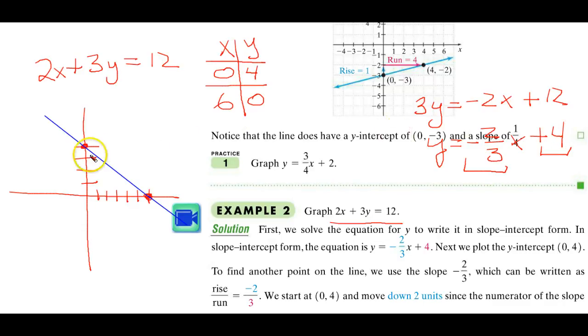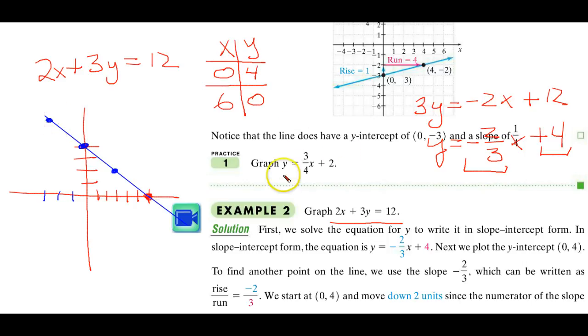Plot our y-intercept, which is right there. Now our slope is a negative 2/3. So we're going to go over 1, 2, 3 units this way, and then up 2, and we get the same line. Now we could have gone down 2 over 3 and to this point there.